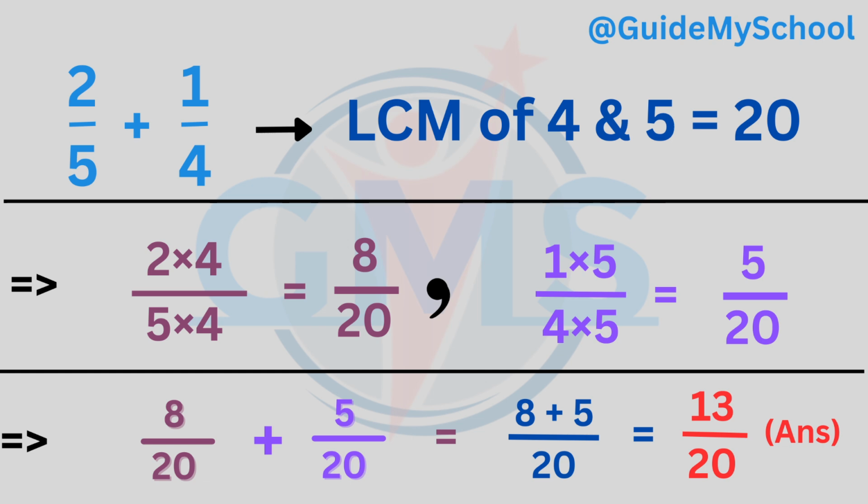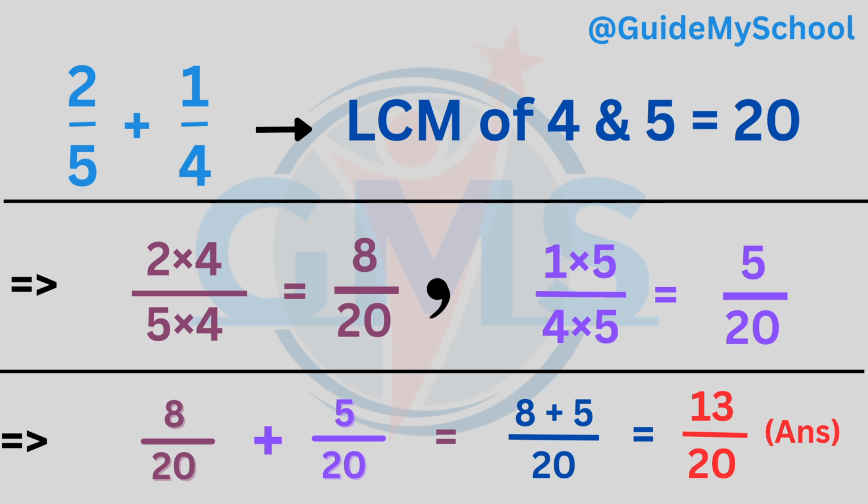Same thing we will do for the fraction 1 by 4. So denominator 4 will be multiplied with 5 to make it 20. Then multiply the numerator also, that is 1 with 5. Now the fraction has become 5 by 20. Now both have become like fractions, so they can be added easily.